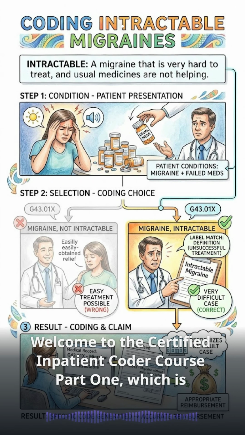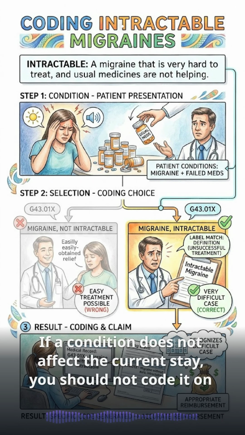Let us talk about secondary diagnoses in the hospital, which are other conditions the patient has right now. These other conditions must affect patient care somehow, like needing more medicine or making the stay much longer. If a condition does not affect the current stay, you should not code it on the final bill.